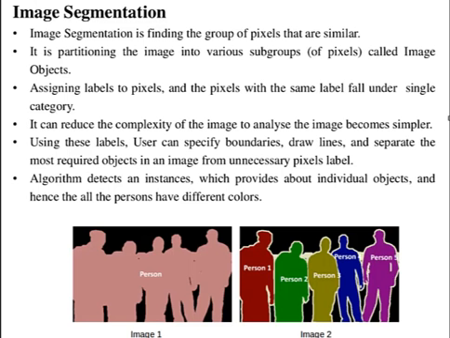See this image 1 and image 2. While partitioning the image, we partition it into subgroups of pixels, which we call image objects. Like see, this is a group of five people. We have formed the groups of five objects. It reduces the complexity of the image to analyze the image. So for this we apply different types of algorithms for segmentation of image.